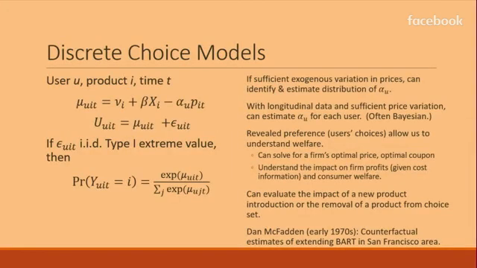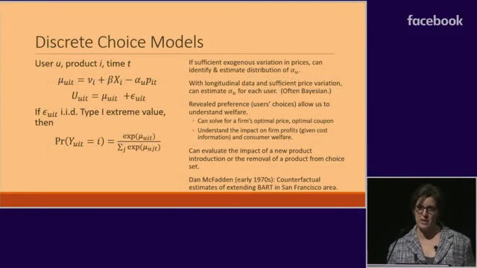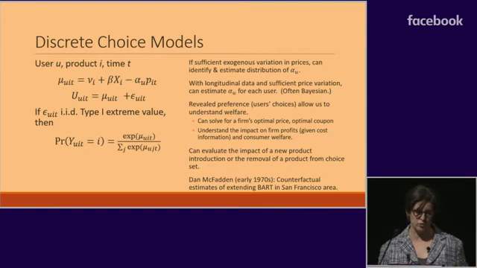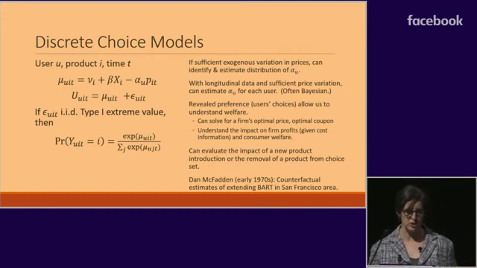I want to talk a little bit about structural models and discrete choice models in particular. And this is an area where I've been working together with David Blei to try to put together some modern machine learning methods from Bayesian inference, variational inference, with traditional econometric structural estimation.